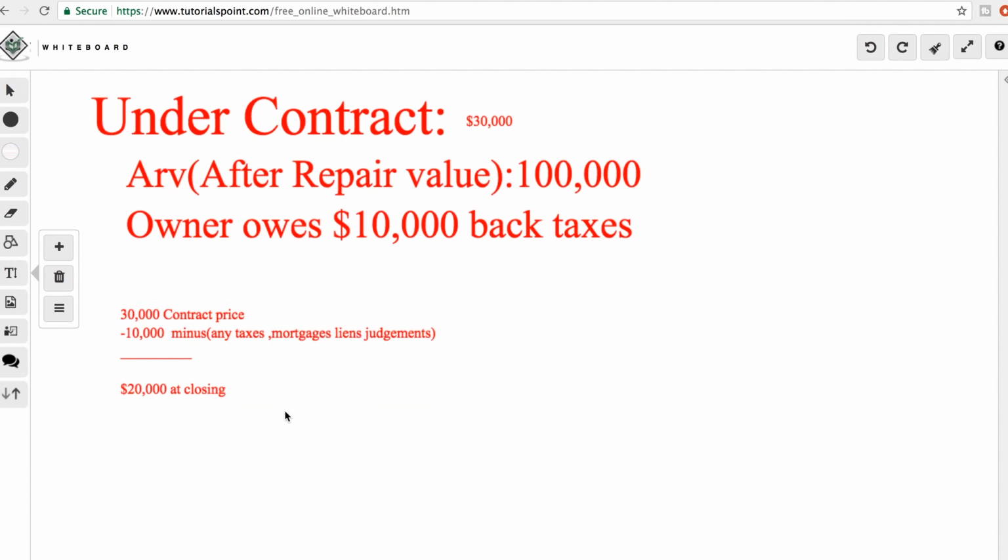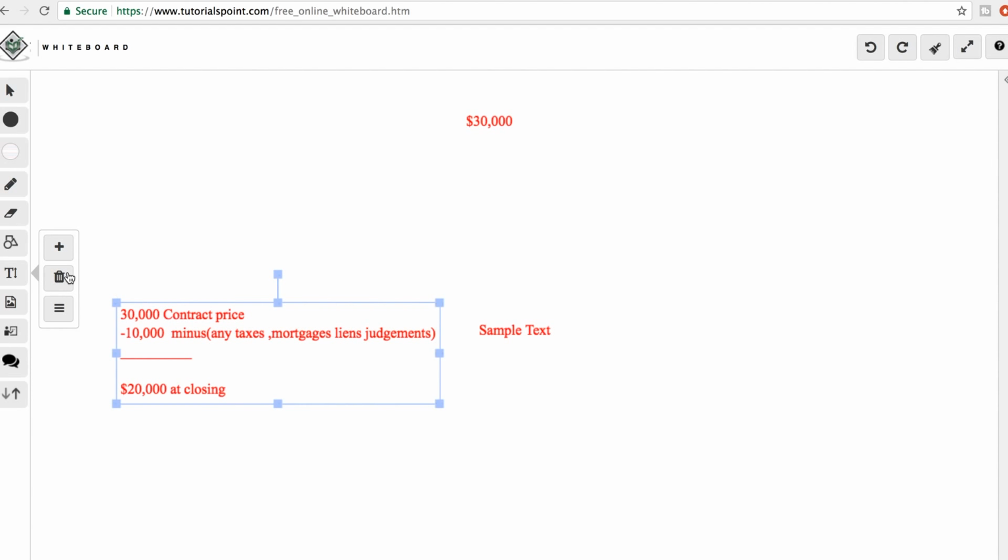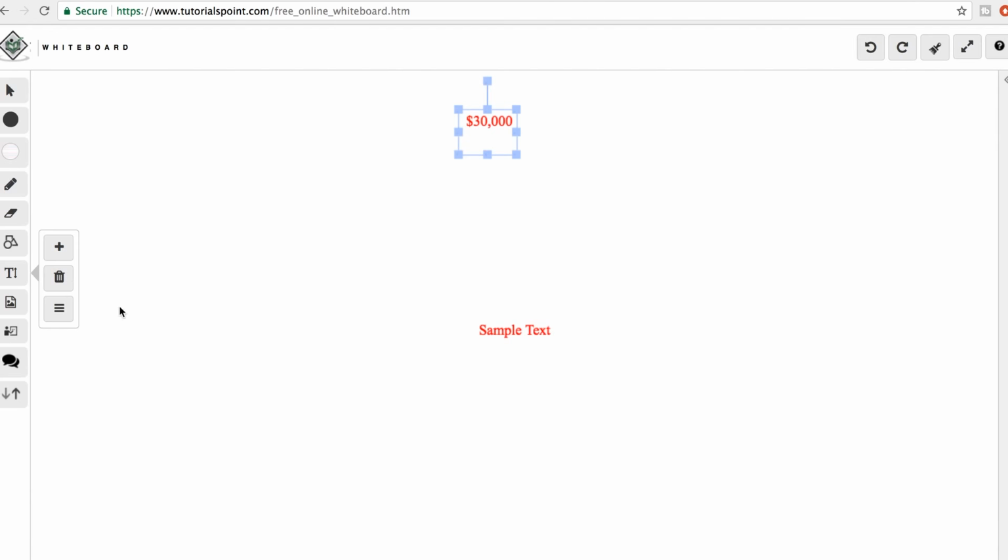Now let's use another example. Let's clear all this out. We're going to use another example where they might owe more. So, in this example, the seller owes, and you have the property under contract for $30,000.